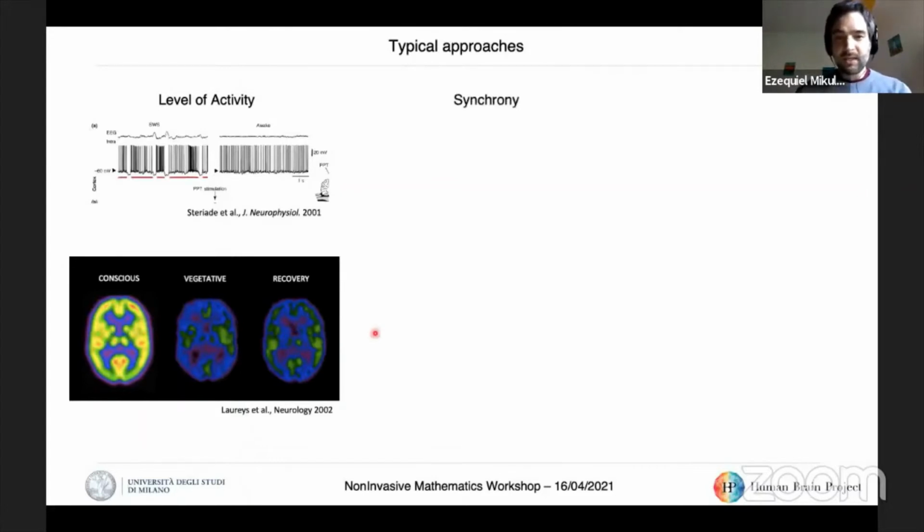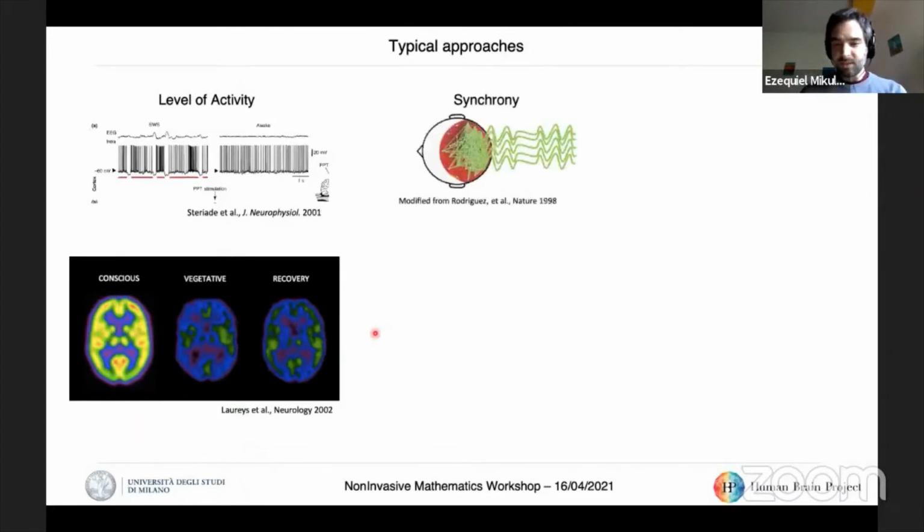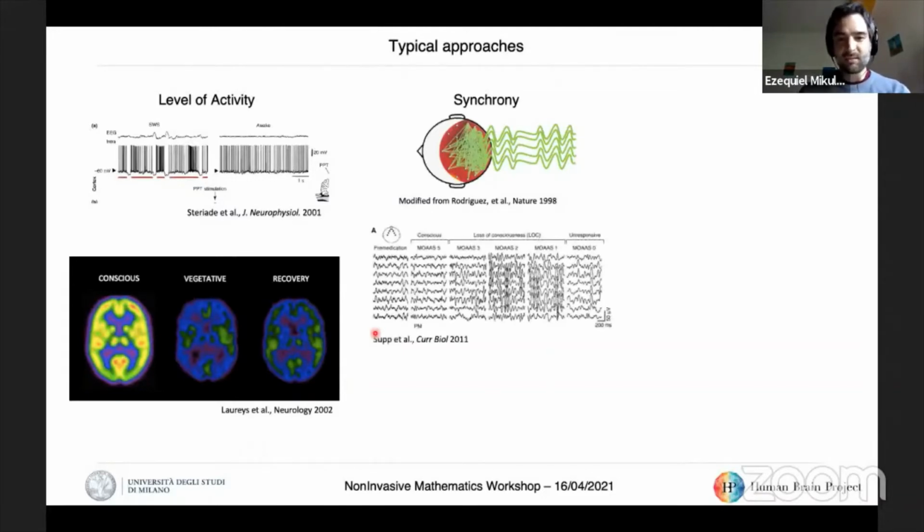Another measure is synchrony. It's been shown many, many times that conscious processing of sensory stimuli requires some degree of synchrony between different areas. And even though some synchrony is, I believe, necessary for conscious experience, there are some cases that make this difficult to apply in a reliable way in the clinic.